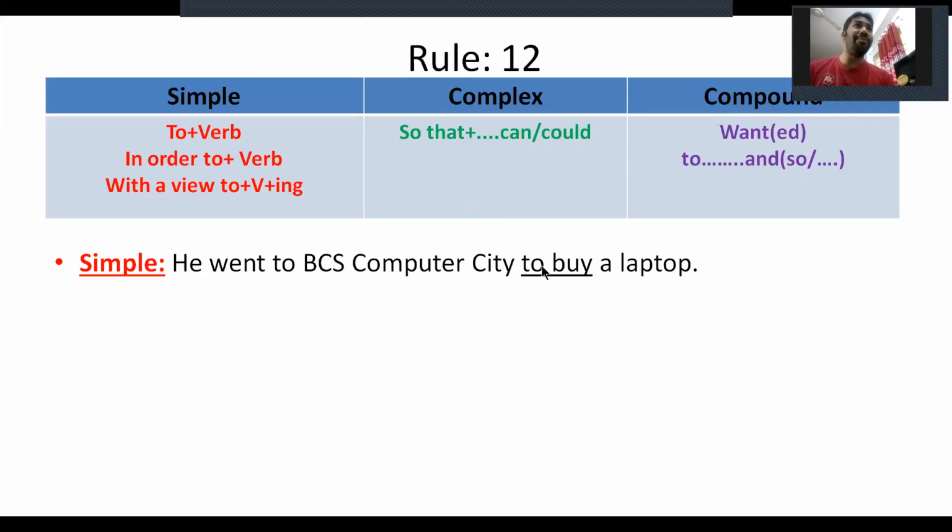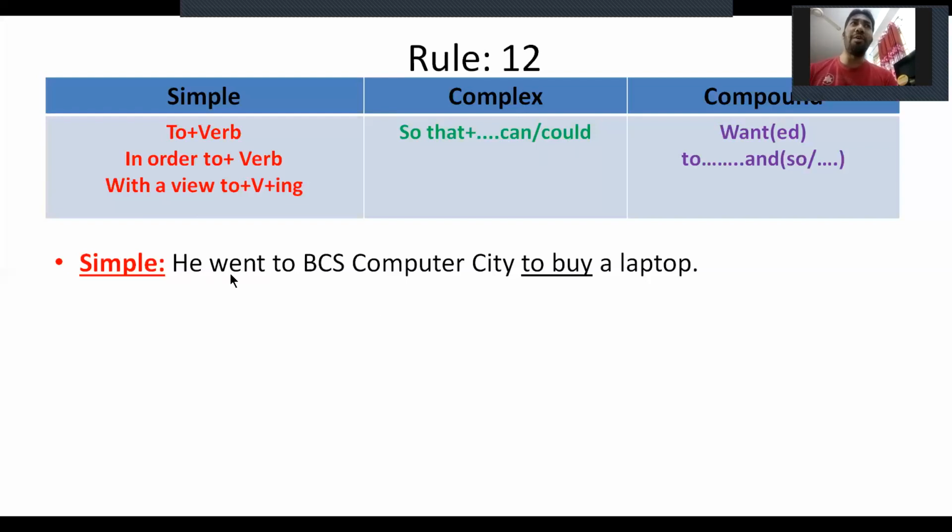If you use so that here, it will read like this: he went to BCS Computer City so that. Then take the subject he, so that he. Then as the sentence is in past tense, I am taking the modal auxiliary could. He could buy a laptop. Had it been in present tense, I could have taken the modal auxiliary can. So take note that this can is used in place of present tense in the main clause, and this could is for past tense in the main clause.